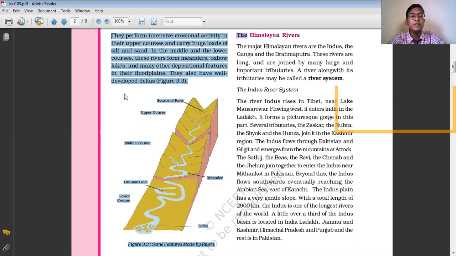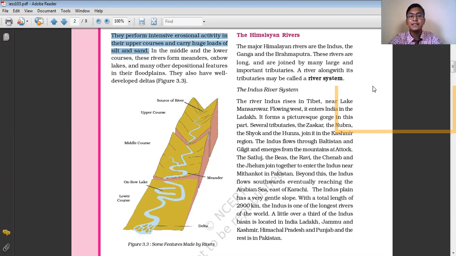The Himalayan rivers perform intensive erosional activity in their upper courses, in the higher altitudinal areas, and carry huge loads of sand and silt. As they flow from a greater height, the speed of the water is very high, and they cause a lot of erosional activity. Apart from that, they also carry along with them huge deposits of sand and silt.